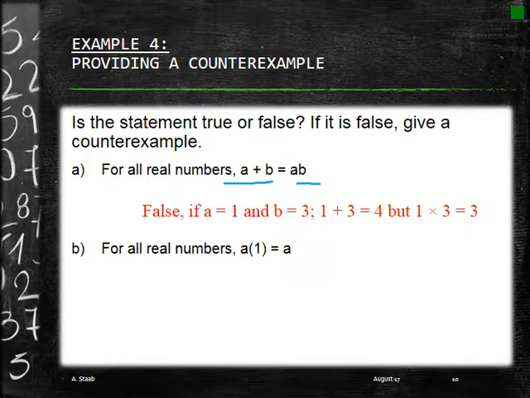For all real numbers, a times 1 gives me a. Well, this is always true, and that's because of the multiplicative identity property.